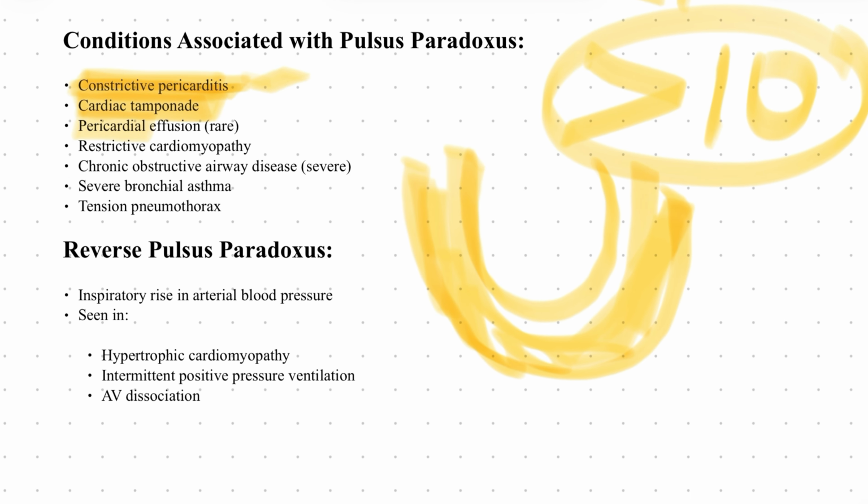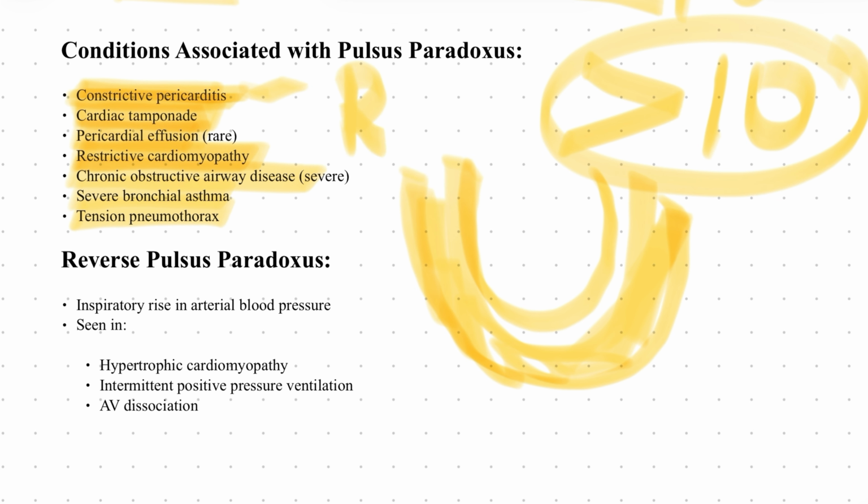Then other causes are pericardial effusion and restrictive cardiomyopathy. Everything is restricting. Even cardiac tamponade is limiting the capacity of the heart muscle to contract. Coming to pleural effusion, even it is doing that. Restrictive cardiomyopathy is doing the same. COPD, severe bronchial asthma, and tension pneumothorax are also restricting. So the main thing you need to remember is that restricting things are the cause of Pulsus paradoxus.